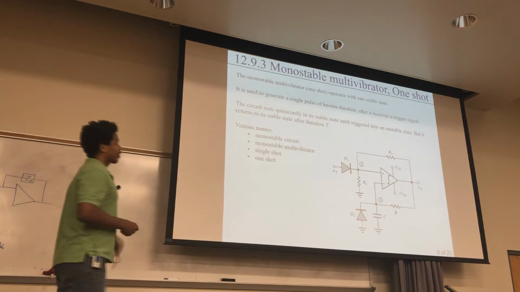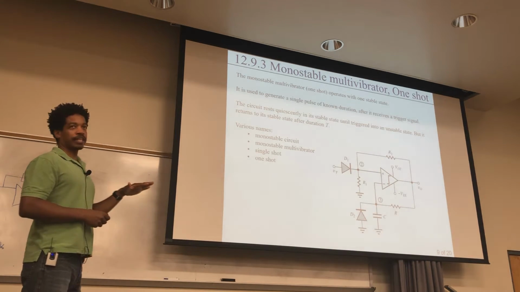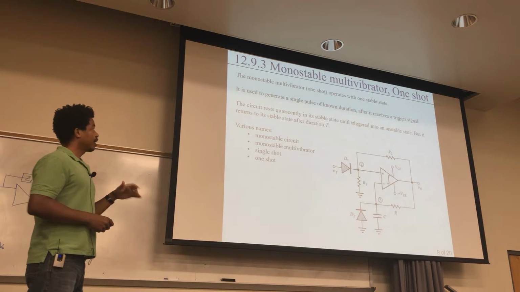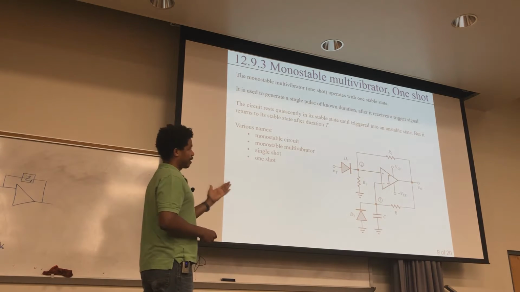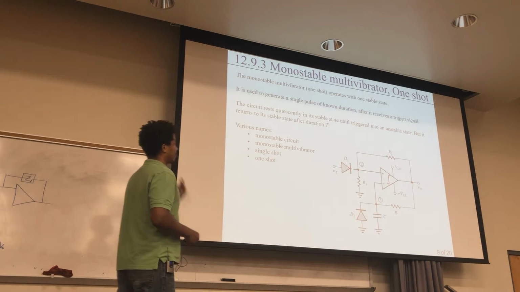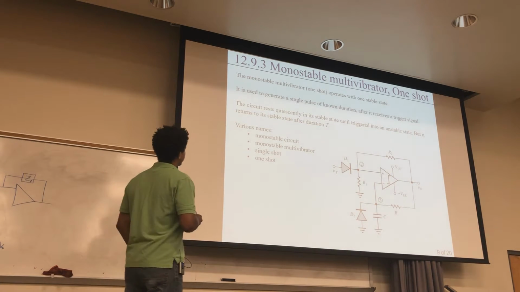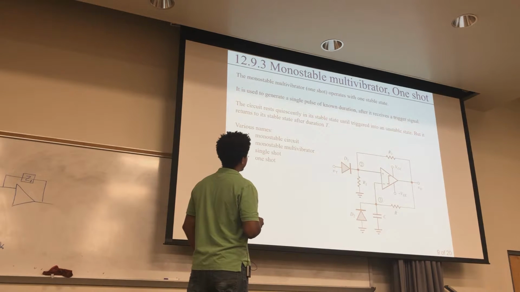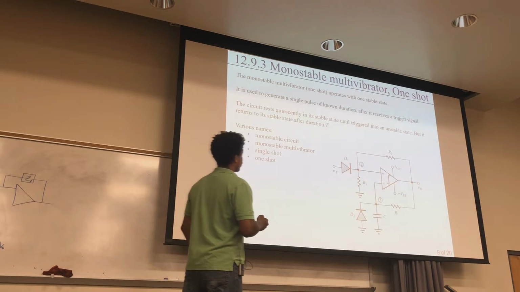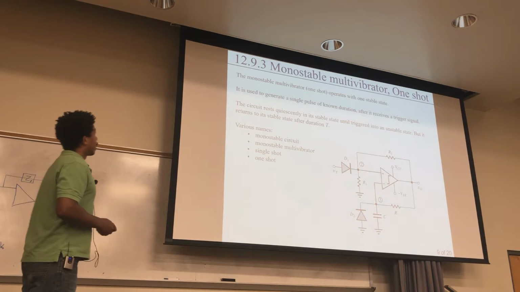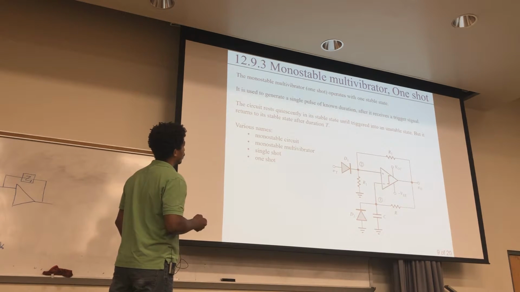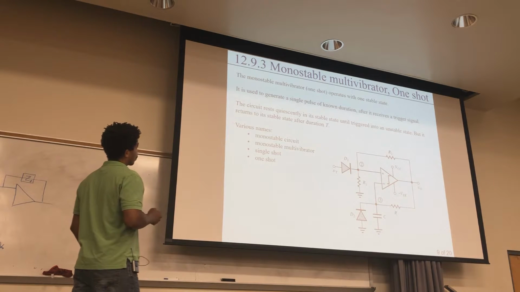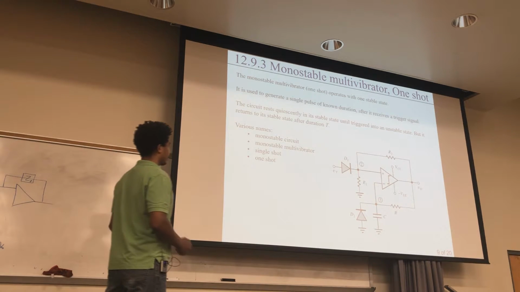However, this right here could stay at a stable state for a long time until you trigger it. Once you trigger it, it does this thing, but then eventually returns to its stable state. So this is used to generate a single pulse of a known duration after it sees a trigger signal. So the circuit rests quiescently in a stable state until triggered, into an unstable state, but it returns to a stable state after some duration T.